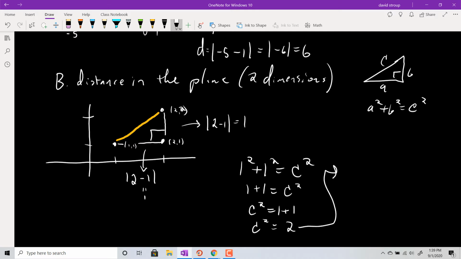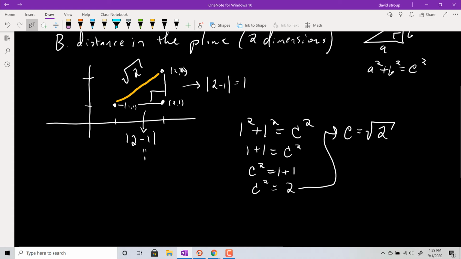The square root property says c equals plus or minus root 2. When we're talking about distances, we only want the positive distance. So c equals the square root of 2, and that turns out to be the distance between these two points. Let's make this now into a formula. We could say that this first point represents some x1 comma y1, and the second point represents some x2 comma y2.